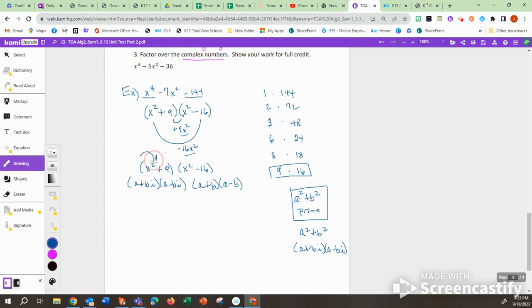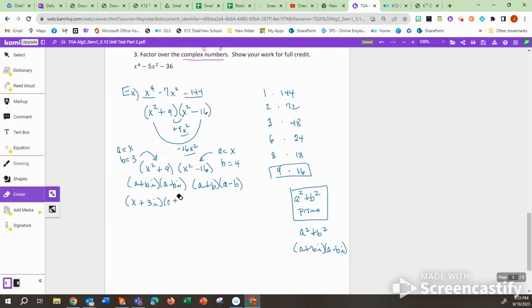So for x squared plus 9, a is going to be the square root of x squared, which is x. B is going to be the square root of 9, which is 3. For my x squared minus 16, a is going to be the square root of x squared, which is x. B is going to be the square root of 16, which is 4. So then I'm plugging into these two formulas. For the x squared plus 9, my formula is a plus bi times a minus bi. So that's going to be x plus 3i as a factor, x minus 3i as a factor.